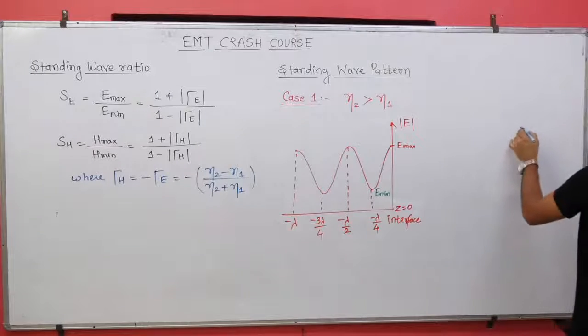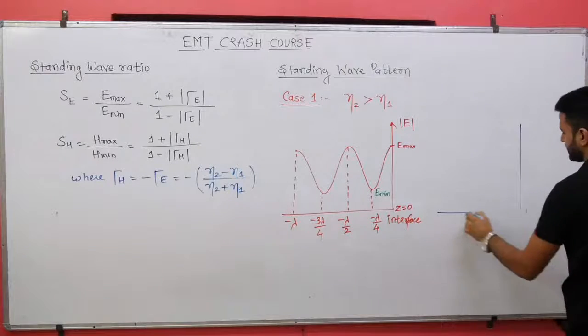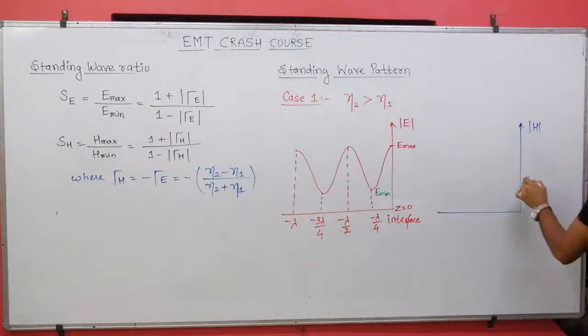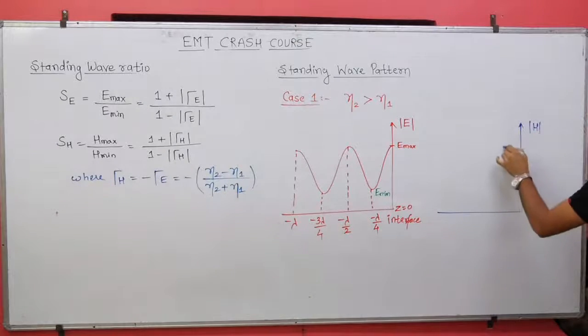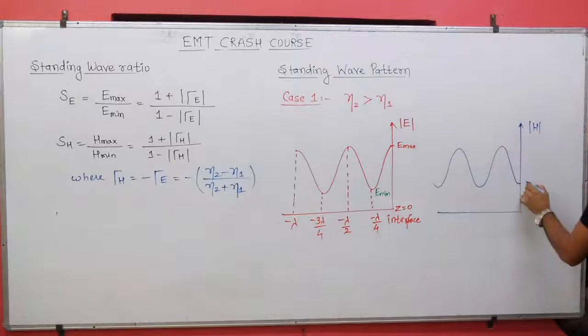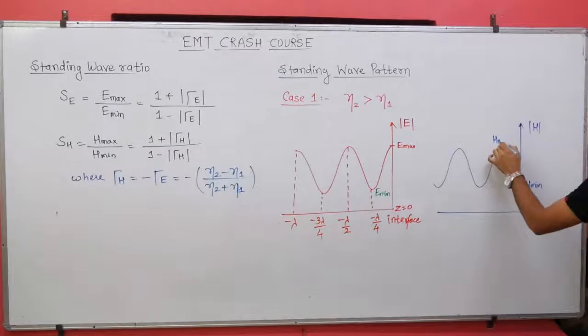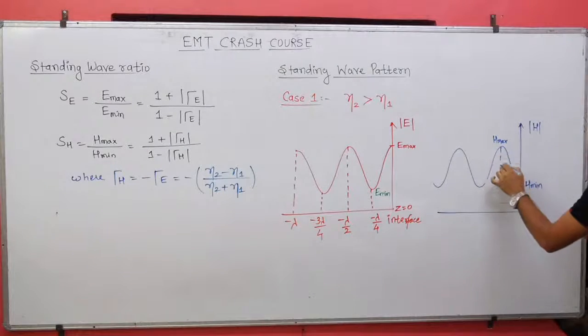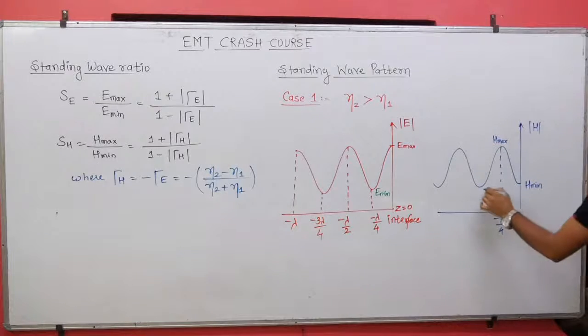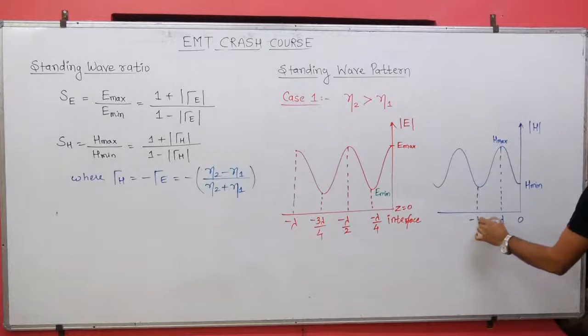Now if you want to draw the magnitude of the magnetic field, you will find that the magnetic field is minimum at the boundary in case of eta 2 greater than eta 1, and after traveling a distance of lambda by 4, you will get the maximum magnetic field.